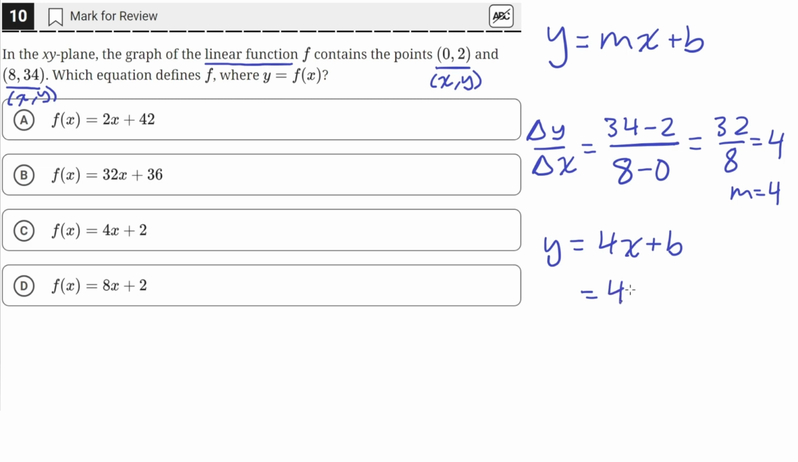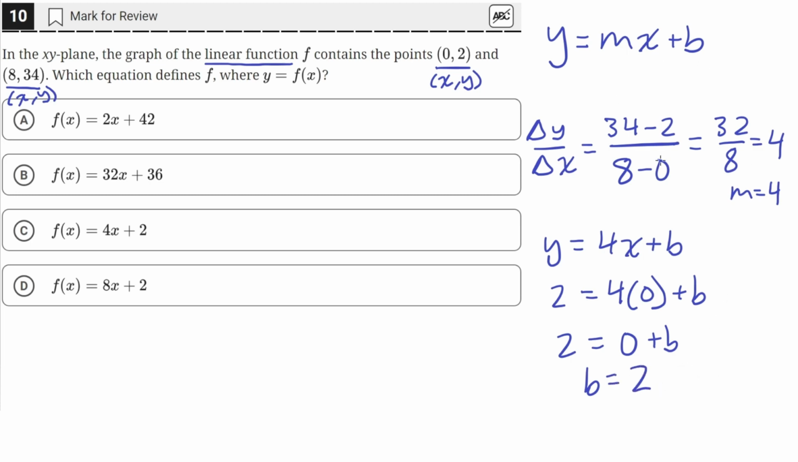So we'll have 4 times 0. Then we'll plug in 2 for the value of y. So y will be 2. And then we'll solve for the value of b. So 4 times 0 is just 0. So we'll have 2 equals 0 plus b. So b is equal to 2.